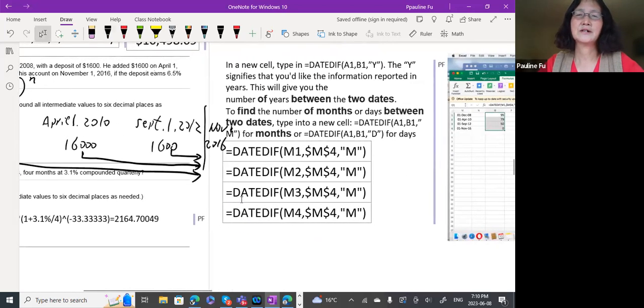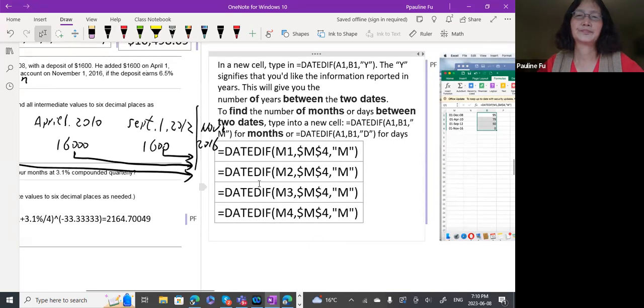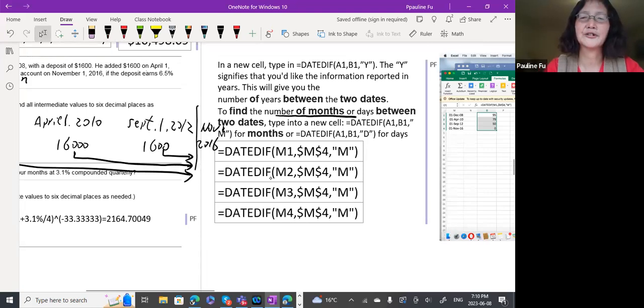So I have a note here. We need to find the number of months between two dates. So we need to use this formula, DATEDIF, so that we figure out how many months. Okay, so let's do this in Excel.